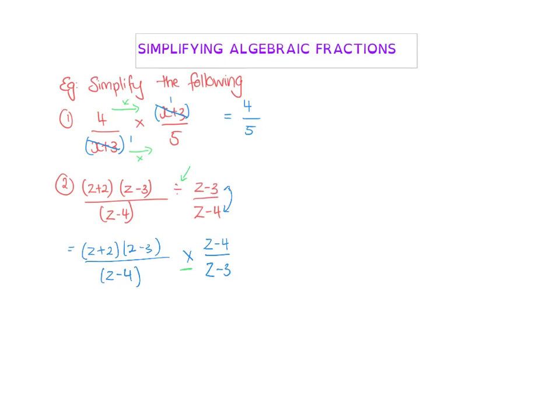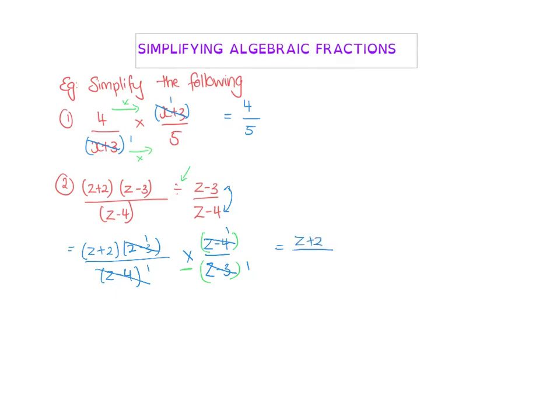Then, like we did before, we can cancel top and bottom like terms. So I can say that there's one z minus 4 there and there's also one there. And there's also one z minus 3 here and there's one there. And then we multiply across. So really, I've got z plus 2 times 1 times 1. So that's going to be z plus 2.